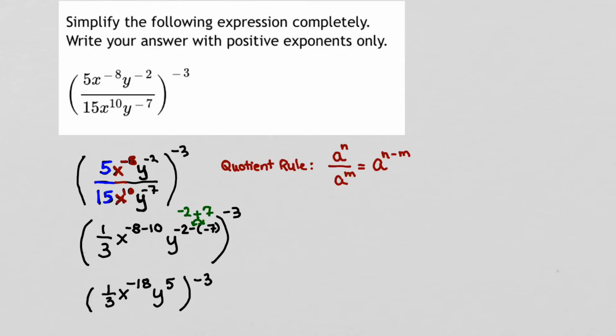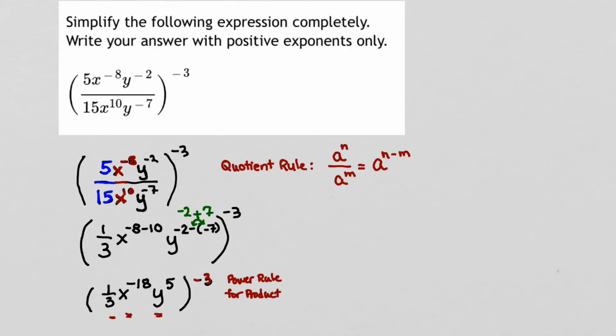I want to continue simplifying this because I need to write my answer with positive exponents only. So now I have to deal with that negative 3 on the outside. We have a rule that tells us when we have factors, meaning things multiplied together inside a quantity, raised to a single power, we can distribute that power to each of the factors inside. In fact, that's a power rule for products. It's a special power rule that we apply to products.